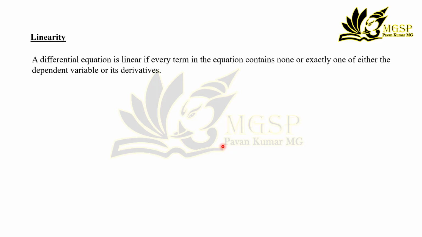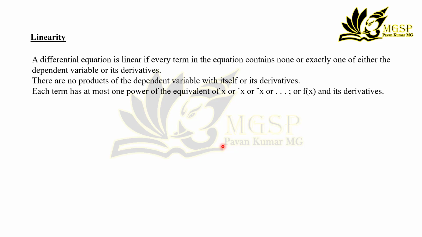What is linearity? A differential equation is linear if every term in the equation contains none or exactly one of the dependent variable or its derivative. What does it mean? Let's see an example. There are no products of the dependent variable with itself or its derivative. Each term has at most one power of x or x dot or x double dot and so on, that is, f of x and its derivatives.